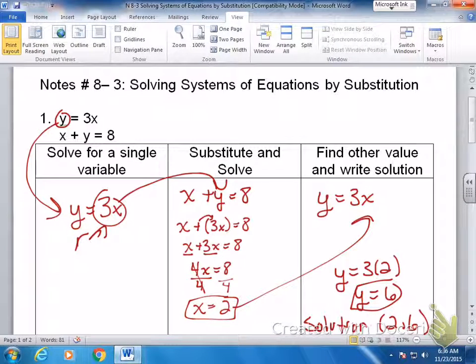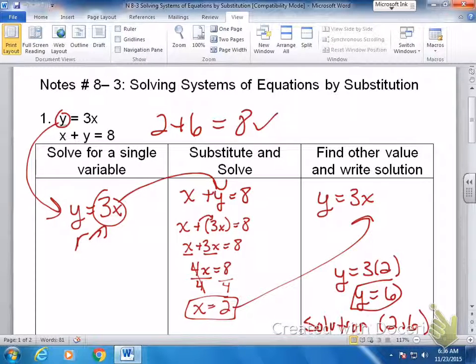Now again, just like when we graphed it, we could plug those points back in and make sure they work. We do know it works in y equals 3x because that's how we just solved for it. But if we plug 2 in for x and 6 in for y in the other equation, you get 2 plus 6, and yes, that does equal 8. So our answer is correct.